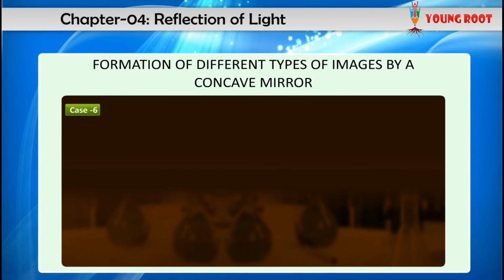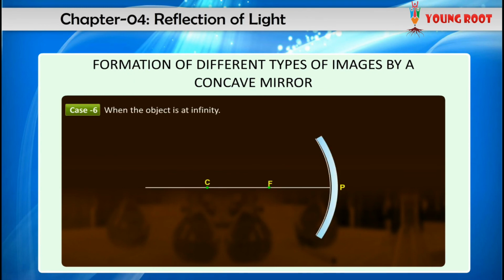Case 6. When the object is at infinity, we have a concave mirror M. Keep the object beyond the center of curvature, that is, far away from the mirror. Since the object is very far off, it cannot be shown in the diagram. Because the object AB is very far off, the two rays AD and AP coming from its top point A are parallel to one another but at an angle to the principal axis.